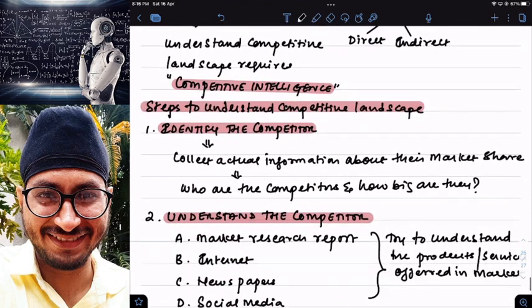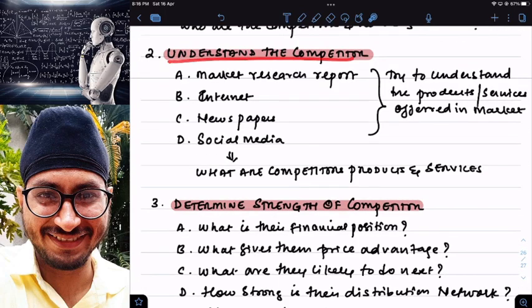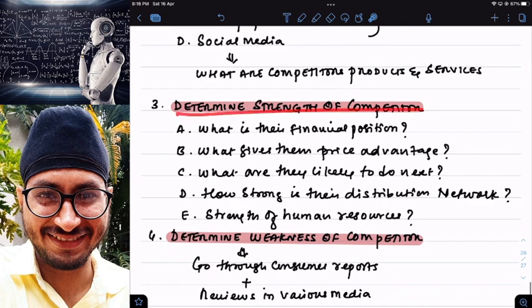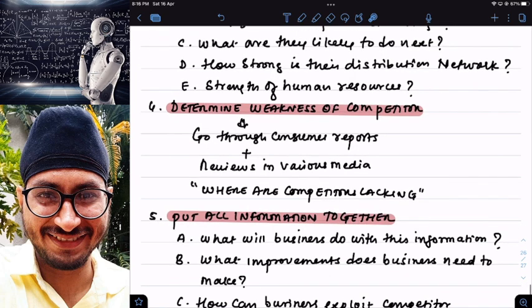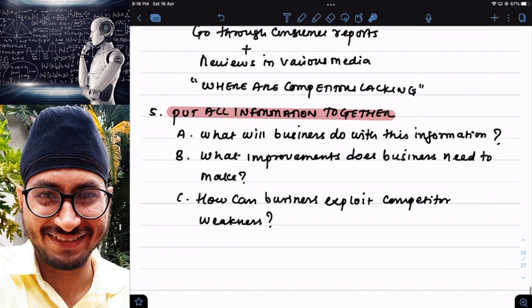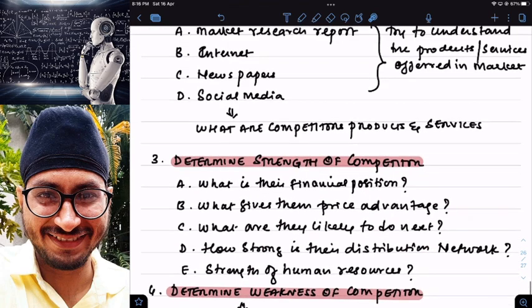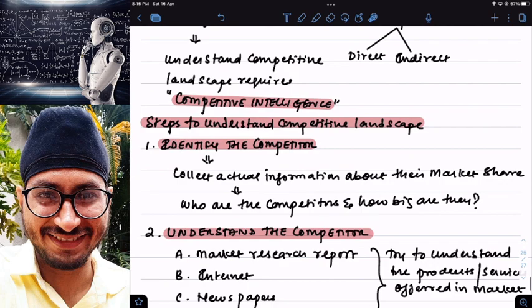Step number 1, identify the competitor. Step number 2, understand the competitor. Step number 3, determine the strength of the competitor. Step number 4, determine the weakness of the competitor. Step number 5, put all the information together. These all 5 steps put together are called what, sir? Steps to understand the competitive landscape.